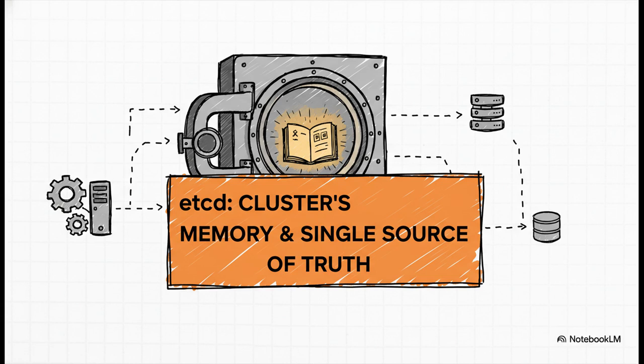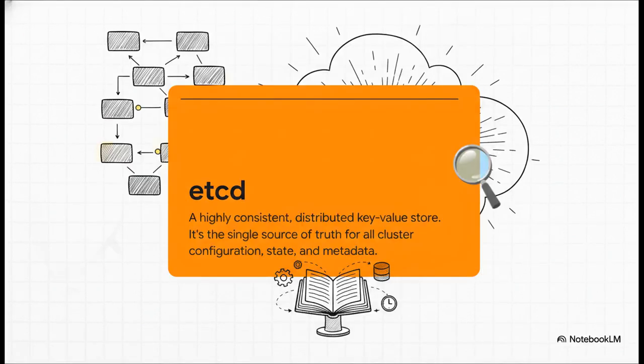Okay, so if the API server is the front door and the coordinator, then what's etcd? Well, etcd is the cluster's memory. It's the official book of record, the single source of truth for absolutely everything that's going on. So what etcd is, is this super reliable database that stores what we call the desired state of the cluster. Think of it like a blueprint. It's the master plan that Kubernetes is constantly looking at to make sure everything in the real world, the current state, matches up with how you want it to be.